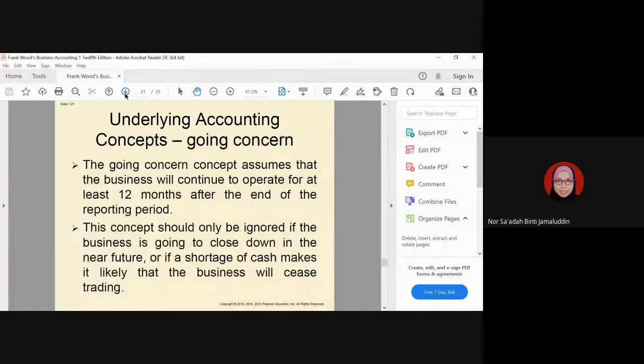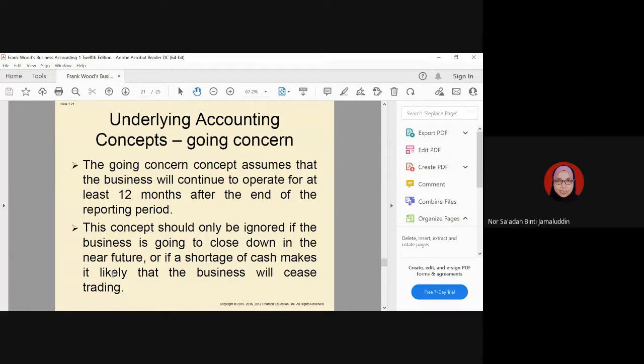Alright, this is going concern. The going concern concept assumes that the business will continue to operate for at least 12 months after the end of the reporting period, and this concept should only be ignored if the business is going to close down in the near future or if a shortage of cash makes it likely that the business will cease trading.